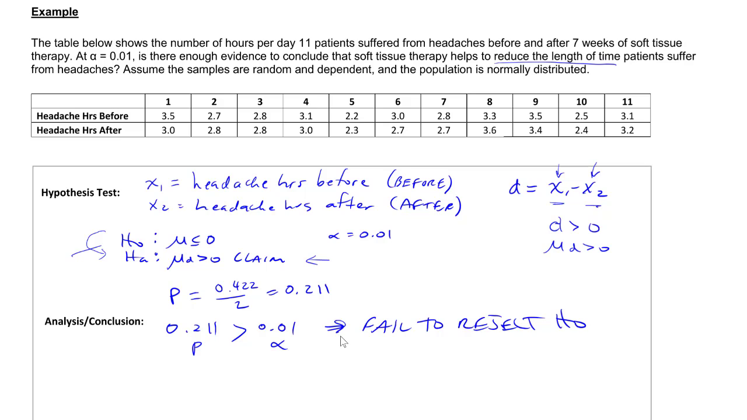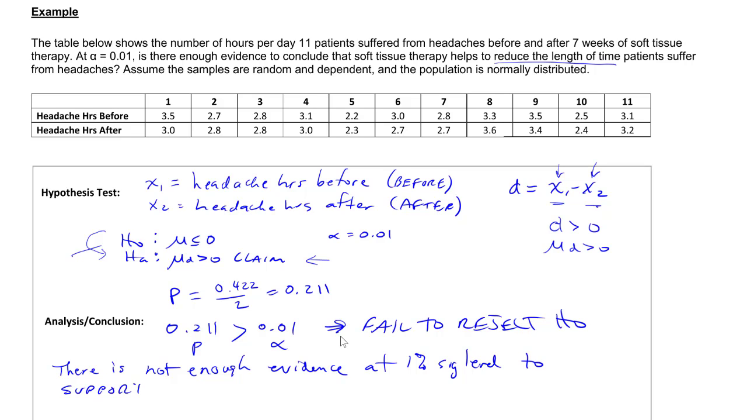Okay, so this was a support mode question, but we failed to reject H0. We could not get to HA. So there is not enough evidence at 1% significance level to support the claim that the headache time is reduced. Okay, not enough evidence here to support it.